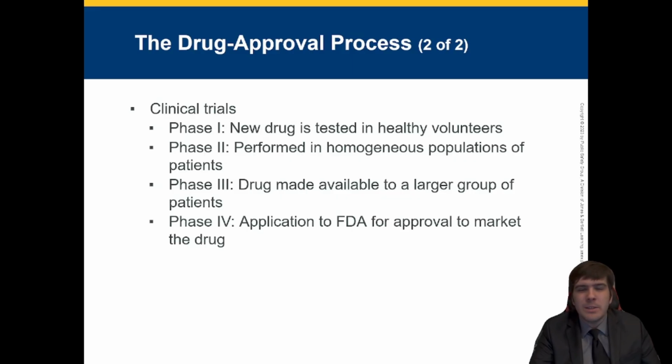Clinical trials. There are 4 phases that they go through. Phase 1, the new drug is tested in healthy volunteers. Phase 2, it's performed in a homogeneous population of patients, a bunch of patients that share similar health problems or are relatively healthy. Phase 3, the drug is made available to a larger group of patients, so we're just increasing our clinical group size. And phase 4 is the application to FDA for approval to market the drug.